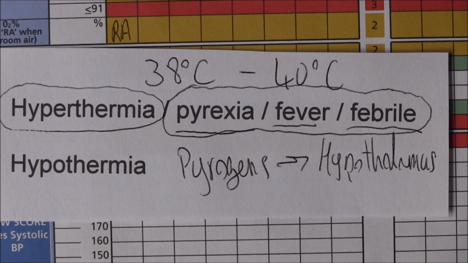So that could be caused by bacterial infection, viral infection, but it can also be caused by tissue damage, surgery and trauma. So if the patient's unwell and febrile, one of the problems is just from the temperature we can't tell whether it's a viral or bacterial infection. So that's hyperthermia when the temperature's too high.